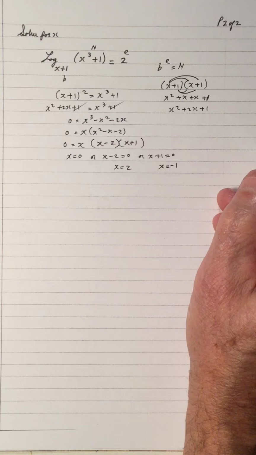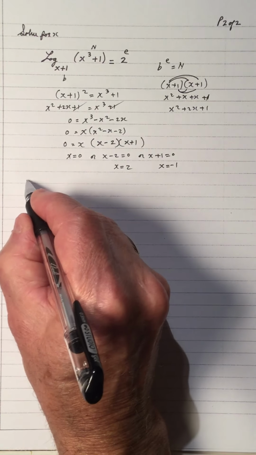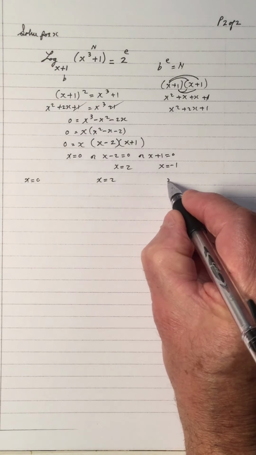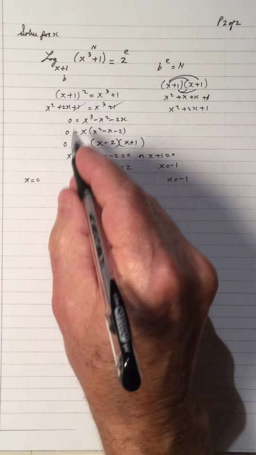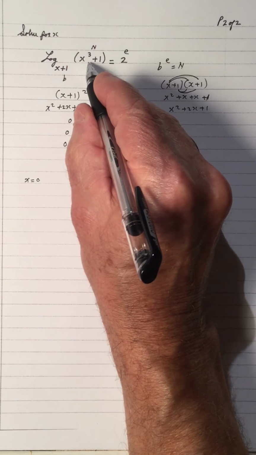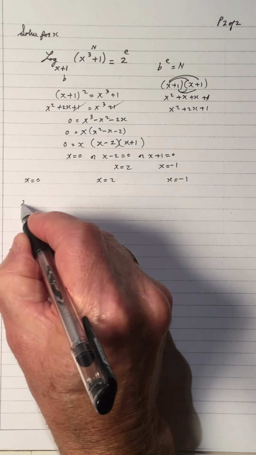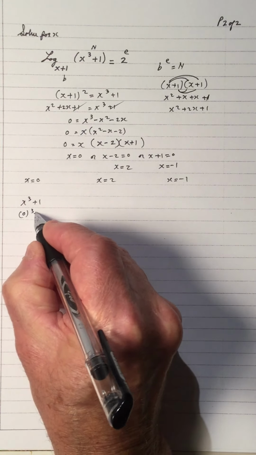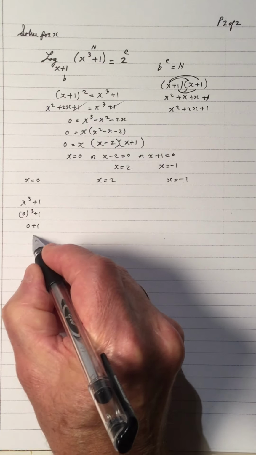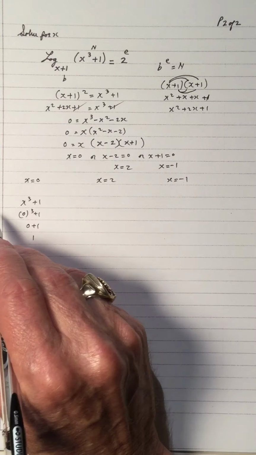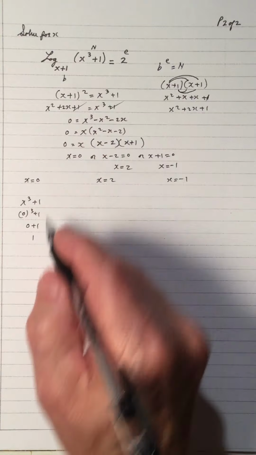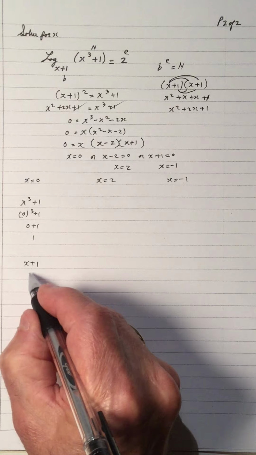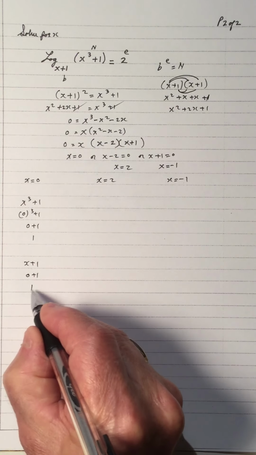So what we have to do now is check each of these. Let's do x equals 0, then x equals 2, then x equals negative 1. So I'm going to sub the 0 into this number. I'm going to sub 0 into x cubed plus 1. So 0 cubed plus 1. 0 plus 1 is 1. So 0 is okay here. And now we have an x plus 1. So 0 going in here is 0 plus 1 is 1.